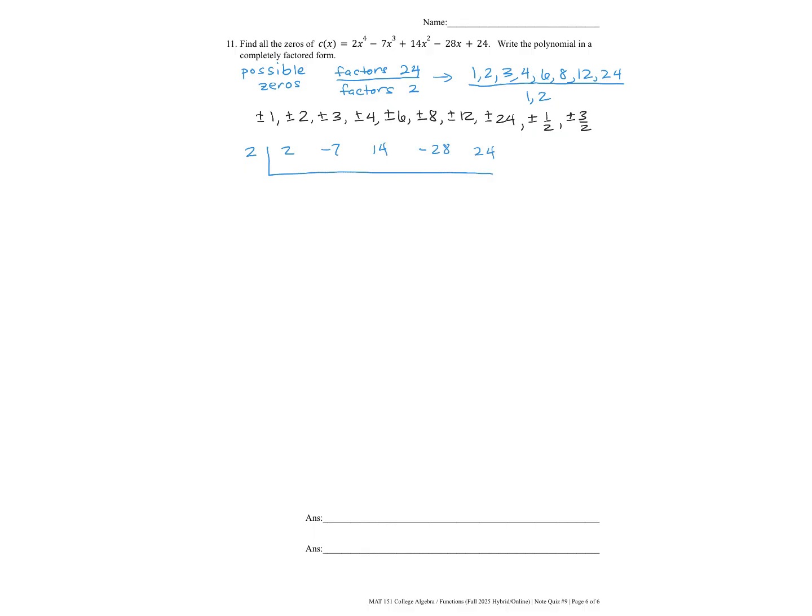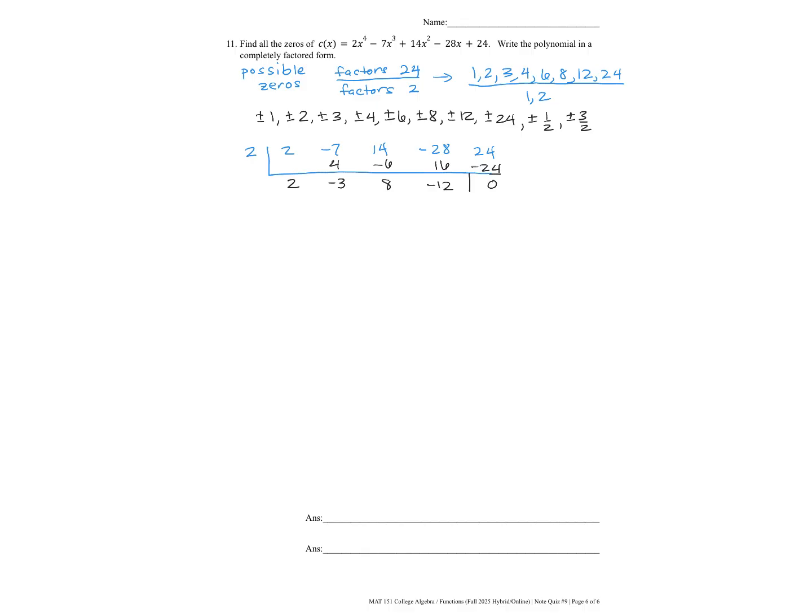But again, this division process can get very long if you don't have any hunches what your zeros are. So now let's do our division. I'm going to bring down the 2. Multiply and get 4, add up and get negative 3, multiply to get negative 6, add to get 8, multiply to get 16, add to get negative 12, and 2 times negative 12 is negative 24 for that highly precious remainder 0.